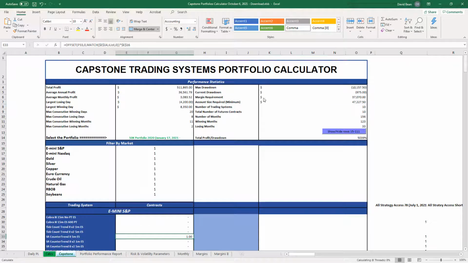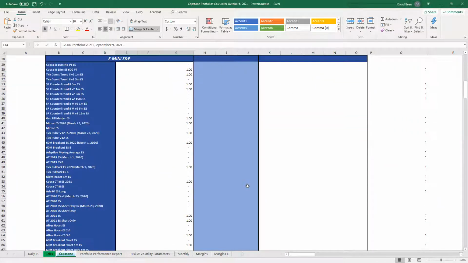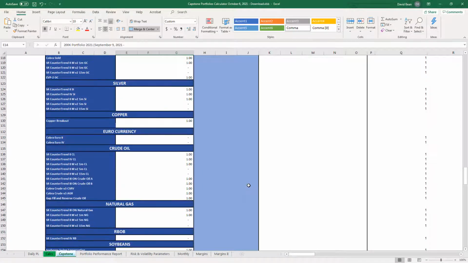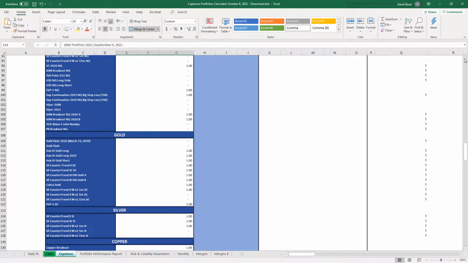And when you trade the 200K portfolio right here, you have a lot more strategies. You're going from 10 strategies to 57 strategies. And then you can see the list of E-mini S&P strategies, the list of Nasdaq, list of gold, list of silver, copper, euro currency, crude oil, natural gas, RBOB, and soybeans.